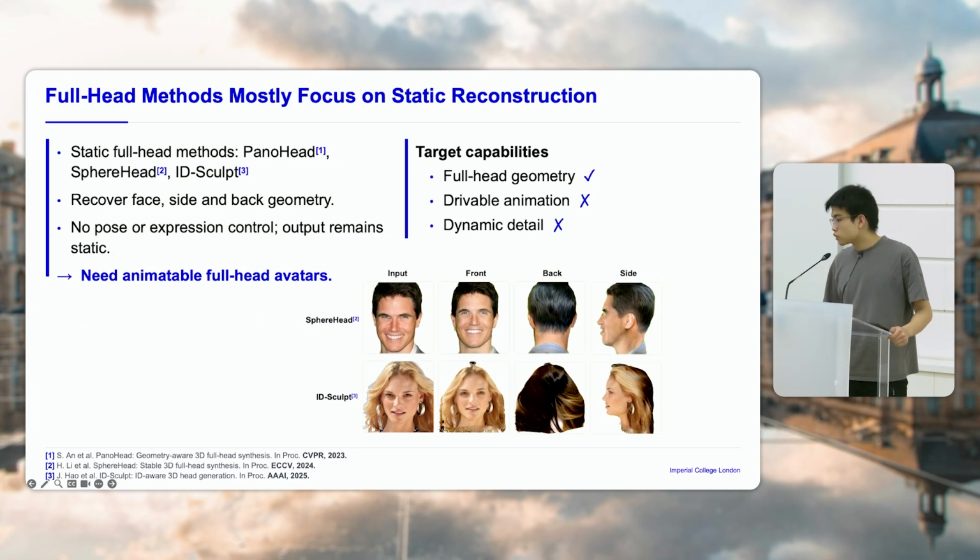Current full head reconstruction methods aim at reconstructing a full head structure. Methods such as PanoHead, SphereHead, and IDSculpt have successfully recovered side views and back head regions. However, the reconstruction quality is still limited in back head regions, especially for complex hairstyles. More importantly, these reconstructed heads cannot be animated with new expressions and poses due to their reconstruction-only design.